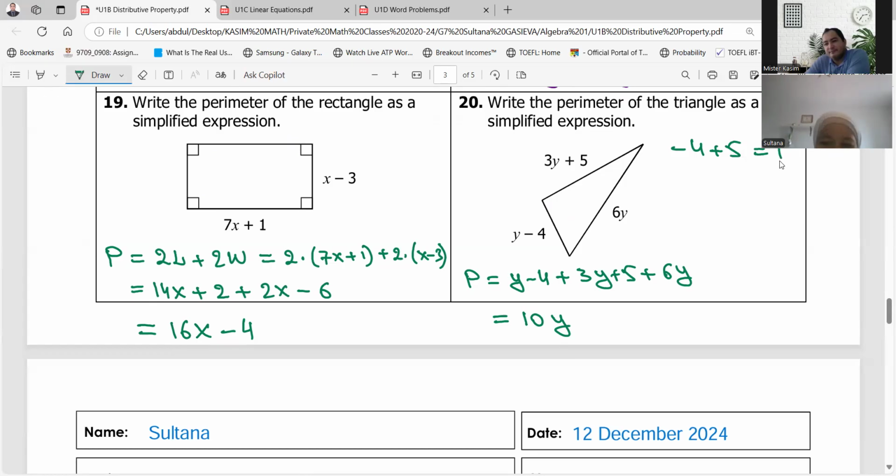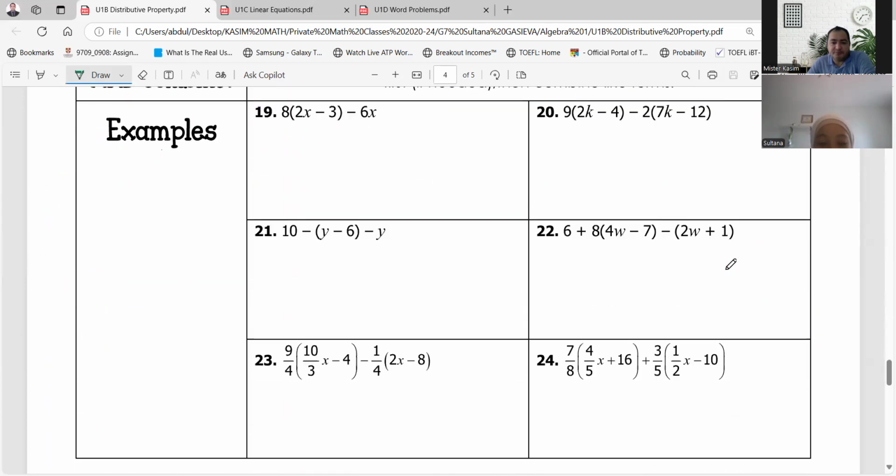Oh, it's not negative? Yeah, you have $5 and you spend $4, so you still have $1, right? Yeah, plus 1. Come on, Sultana, what happened to you? Maybe in one week. I think you just woke up, no problem.